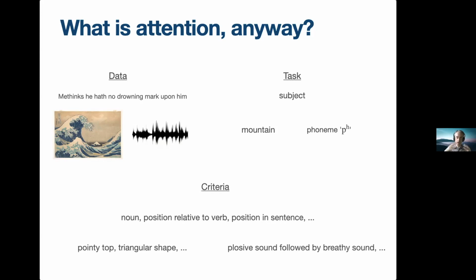Now that's a very abstract concept. In general, especially in computation, we need to make this more specific. So we need to actually identify criteria that define what the task is. So in a sentence, if you want to find the subject, you might want to know which words are nouns, where they are relative to the verb, does it come near the beginning or the end of the sentence, that kind of thing.